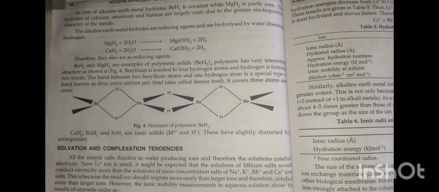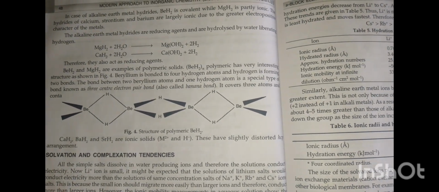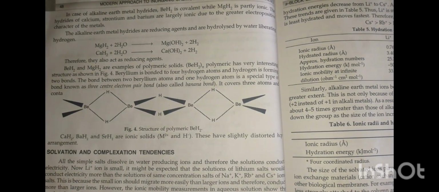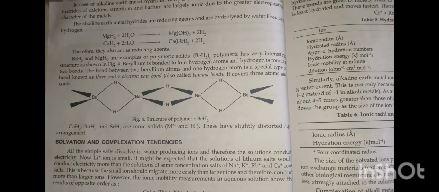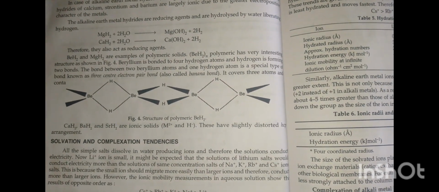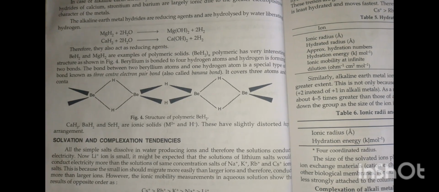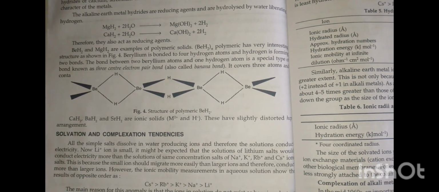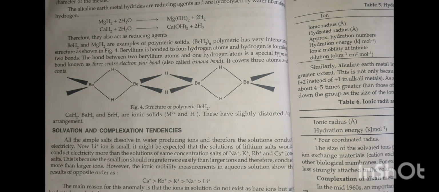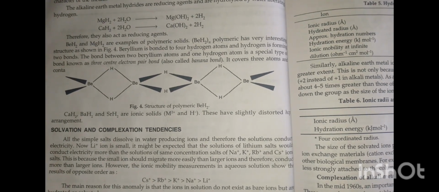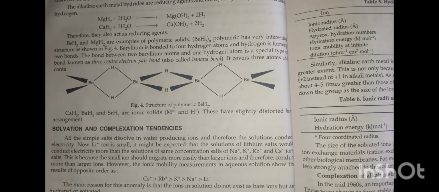The hydrides of calcium, strontium and barium are largely ionic due to the larger electropositive character of the metals. The alkaline earth metal hydrides are reducing agents and are hydrolyzed by water, liberating hydrogen. Therefore, they can also act as reducing agents. BeH2 and MgH2 are examples of polymeric solids. The polymer has a very interesting structure, as shown in figure 4.